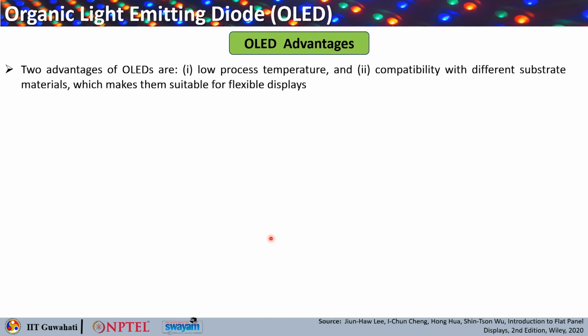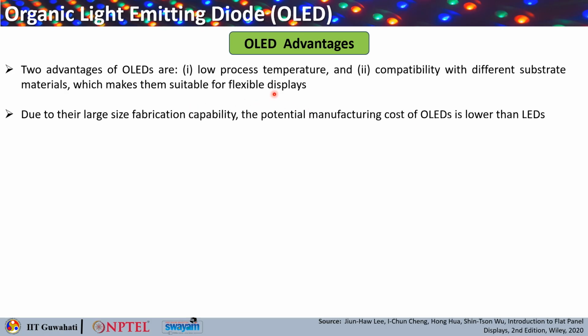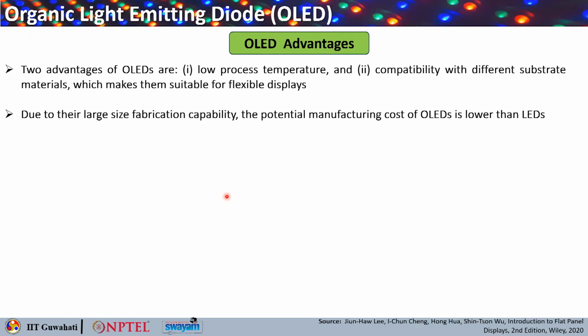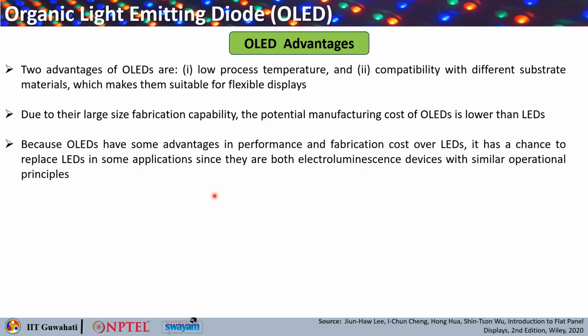So, what are the advantages with OLEDs? Two advantages of OLEDs are low process temperature, and they are compatible with different substrate materials. So, they are very suitable for flexible displays, and due to their large size fabrication capability, okay, you can actually make very thin and long thin films or very large size thin films of OLEDs. So, the potential manufacturing cost of OLEDs will be lower than the regular LEDs. So, these are the two advantages in terms of performance and fabrication cost over LEDs.